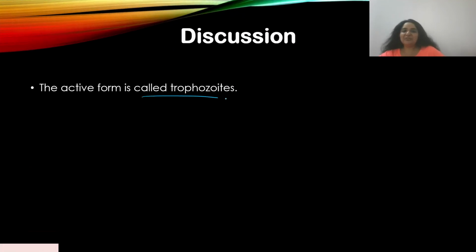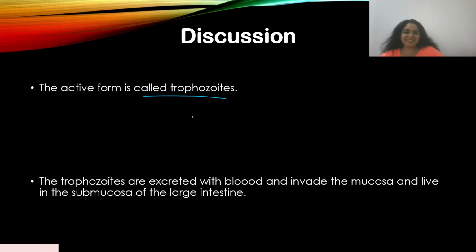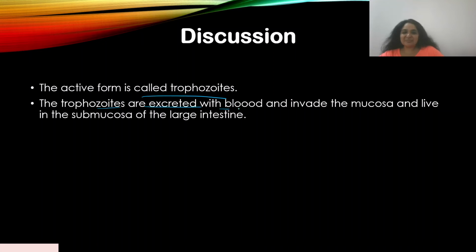The active form is called trophozoite. So if you knew the life cycle, you could have been able to answer this question, right? The trophozoites are excreted with blood and invade the mucosa and live in the submucosa of the large intestine. So they feed on these three things. All right, clear? Let's move on then.